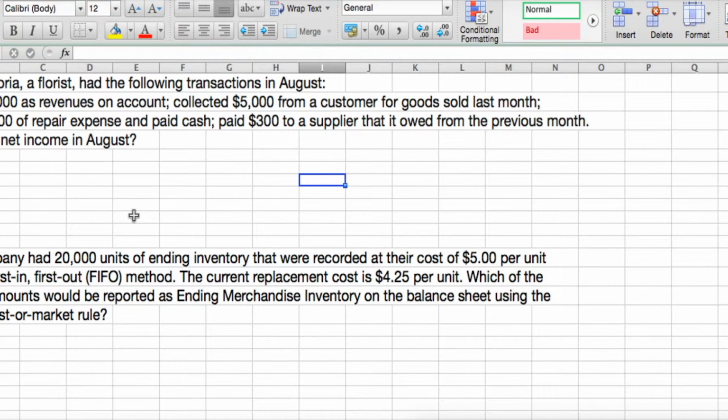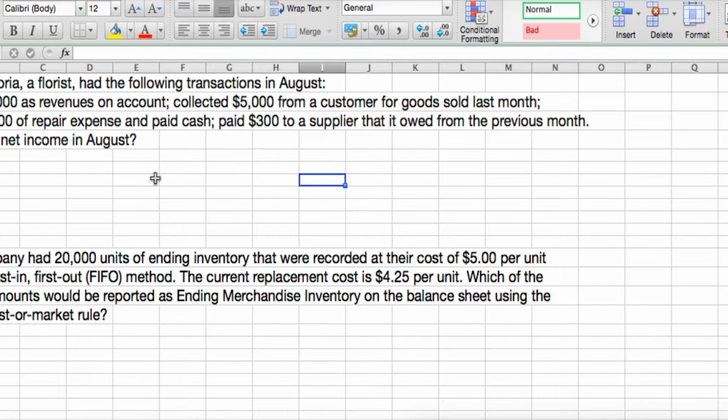Okay, so taking it as a whole again, Glorious Gloria, a florist, had the following transactions in August. Earned $3,000 as revenue on account. Collected $5,000 from a customer for goods sold last month. Incurred $800 of repair expense and paid cash. Paid $300 to a supplier that it owed from the previous month. What is the net income in August? Okay, so if you recall, and if you don't, you should look this up or be familiar with it. Net income is just going to be revenues minus expenses.